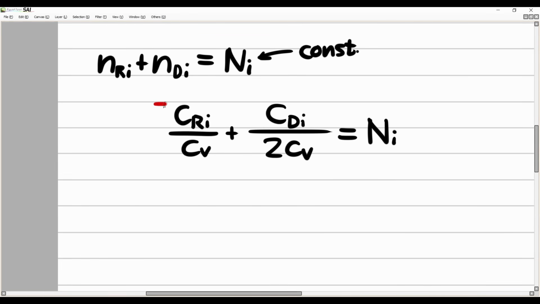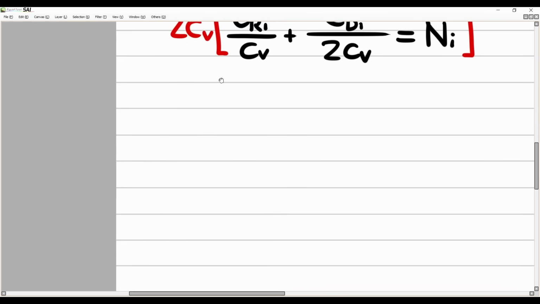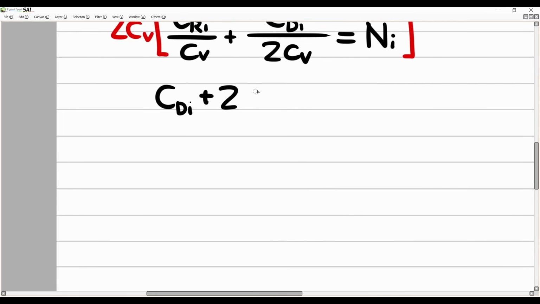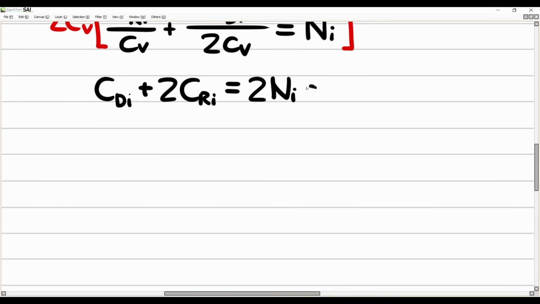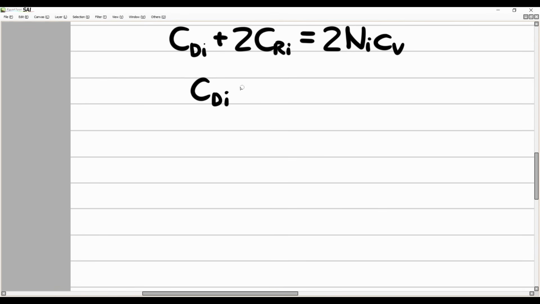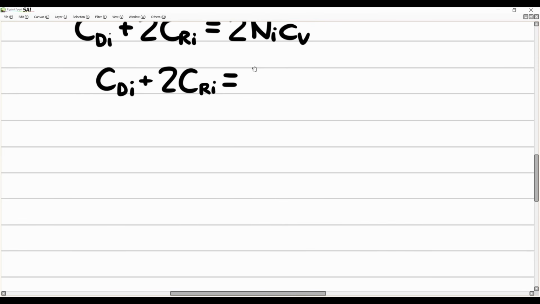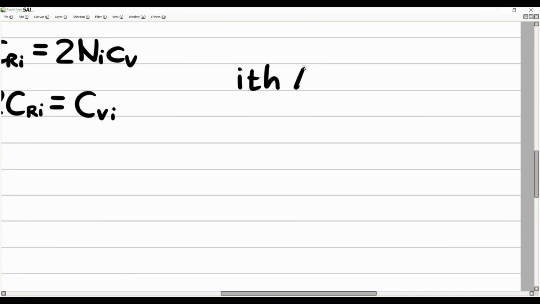Now, one last thing. We can multiply both sides by 2CV, and we'll get a very interesting relationship, which will be CDI plus 2 times CRI is equal to 2 times NI CV. Well, this equation looks particularly familiar. In fact, it is literally just the equation for the crit value, but notice that we have some index i's here. This means that it pertains to the ith artifact piece.